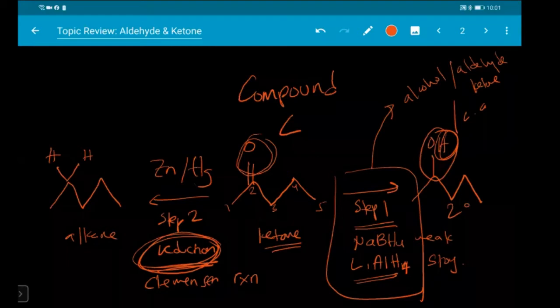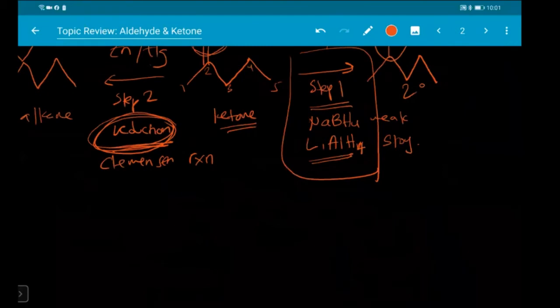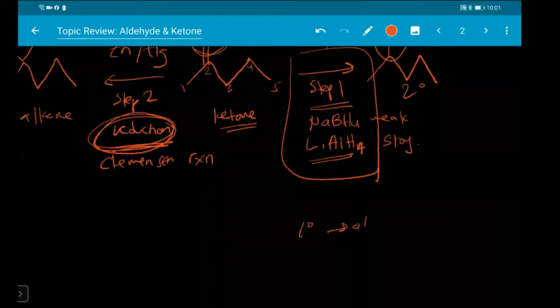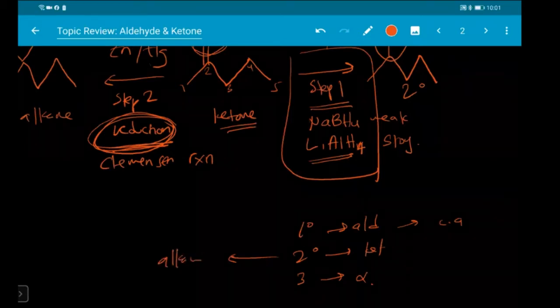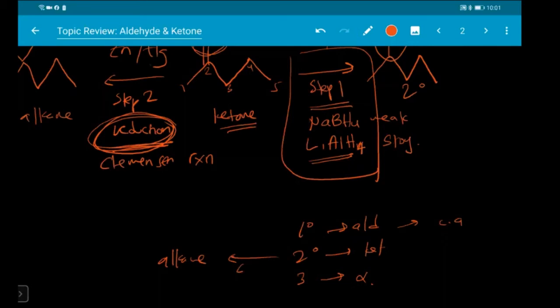Okay, dia ada perkaitan yang sebelum saya tunjuk. Primary alcohol akan jadi aldehyde, akan jadi carboxylic acid. Secondary akan jadi ketone. Okay, and then we have tertiary, tak boleh berlaku apa-apa. Okay, macam sekarang ni, ketone boleh jadi alkene. Ketone boleh jadi alkene, okay, using Clemmensen reaction.